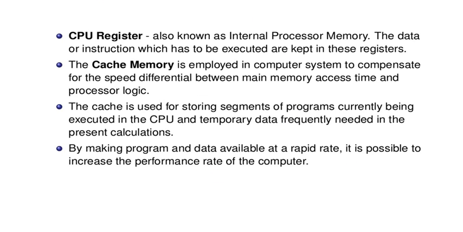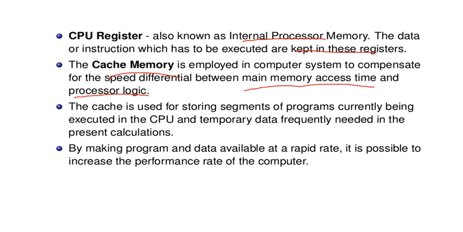Then in this slide we will discuss the CPU registers. We have already discussed the CPU registers. They are known as the internal processor memory. The data or the instruction to be executed is kept in these registers. We have already talked about this in our previous units, and we have cache memory in a computer system to compensate for the speed differential between the main memory access time and processor logic. Basically, it is employed between the CPU and the main memory to compensate for the speed mismatch.